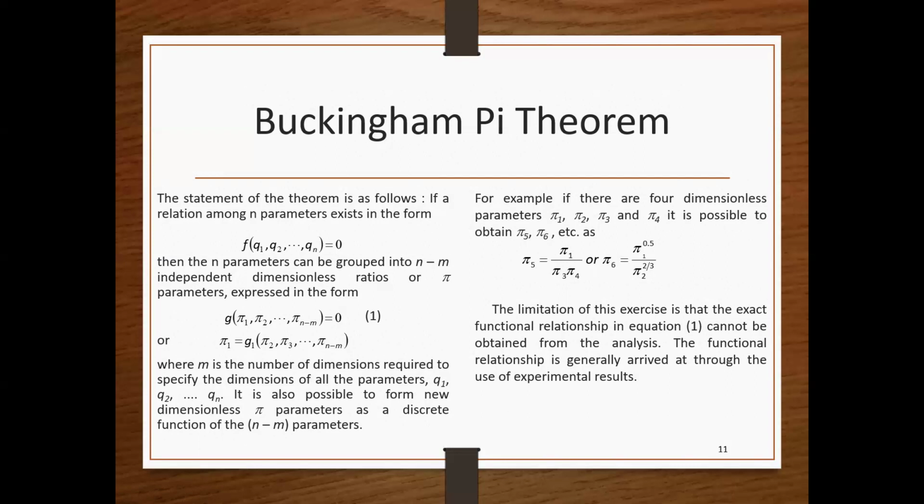Okay, the limitation of this exercise is that the exact functional relationship in one cannot be obtained from the analysis. Exact functional relationship, ayan, ano lang yan. So, parang as a function of. The functional relationship is generally arrived at through the use of experimental results. So, may mga constant ka na.